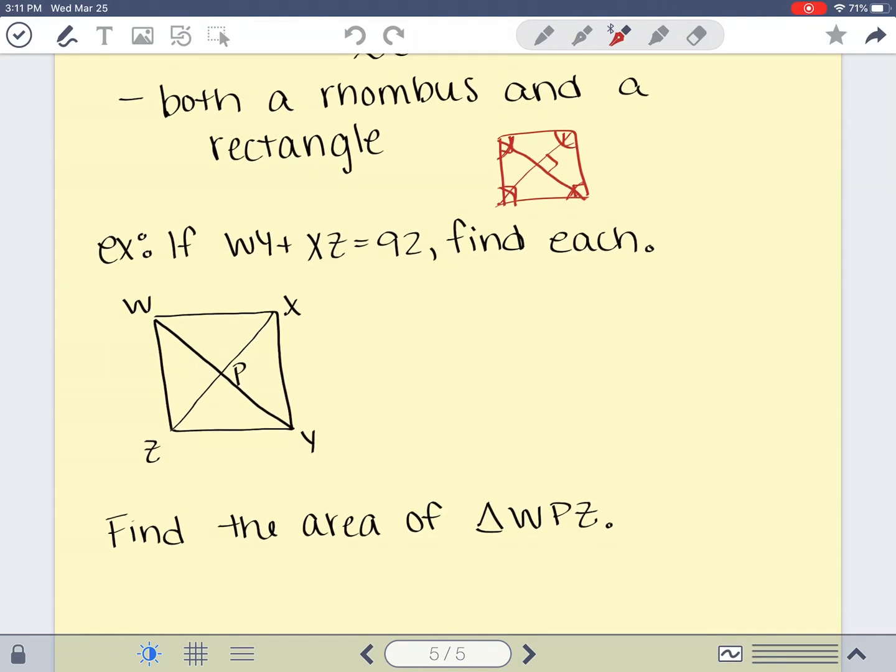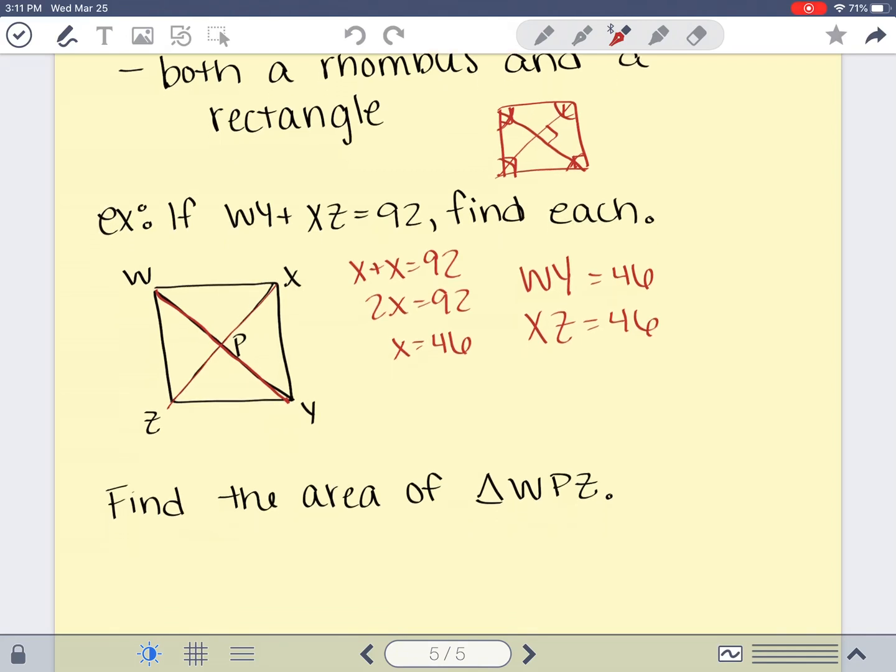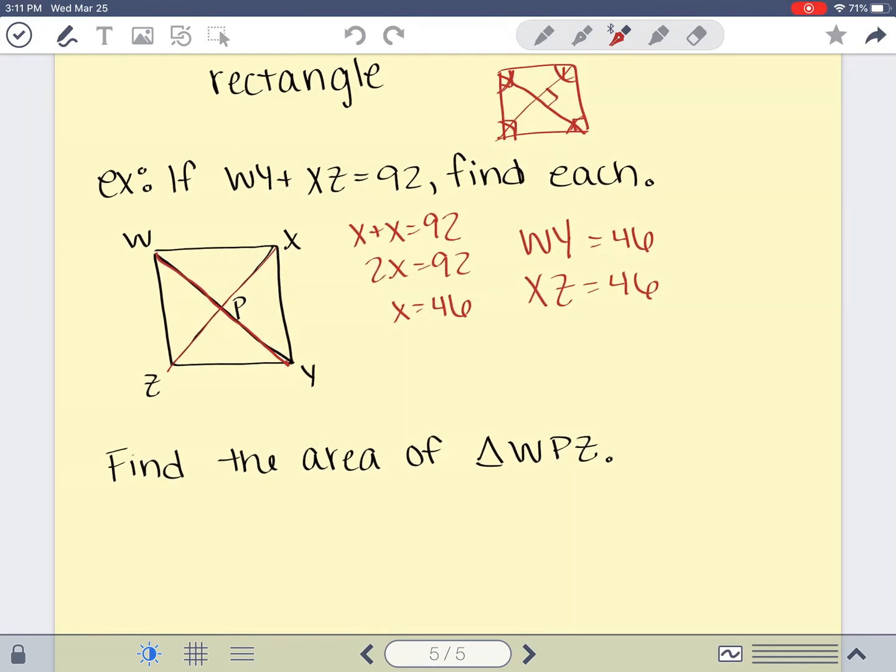So in this example, it says if WY plus XZ is 92, find each. Well, we know that WY and XZ are going to be equal to one another. They're the same thing. So we've got X plus X equals 92. 2X equals 92. So we know that each of those pieces is going to be 46. So WY is equal to 46 and XZ is equal to 46.